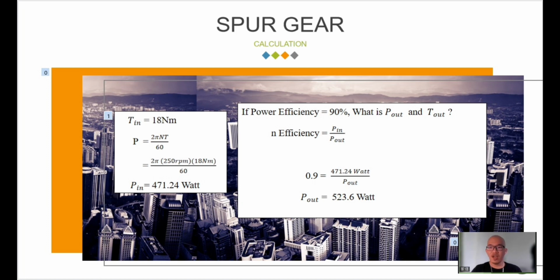First, we take the efficiency formula, efficiency equals P out over P in. The efficiency is 0.9, which is 90%. So we take 471.24 watt over P in, and the P out is 523.6 watt.